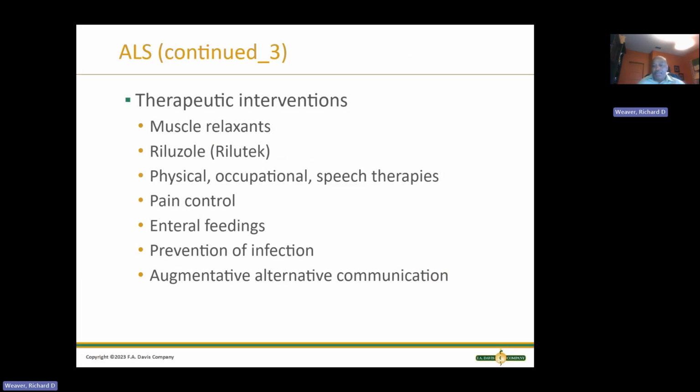Patients with speech problems may benefit, of course, from alternative communications. They have a variety of devices out there. Most involve laptop computers that the patient can use to type words or symbols in order to generate speech. Supportive groups and counseling provide emotional support for the patient and family as well.